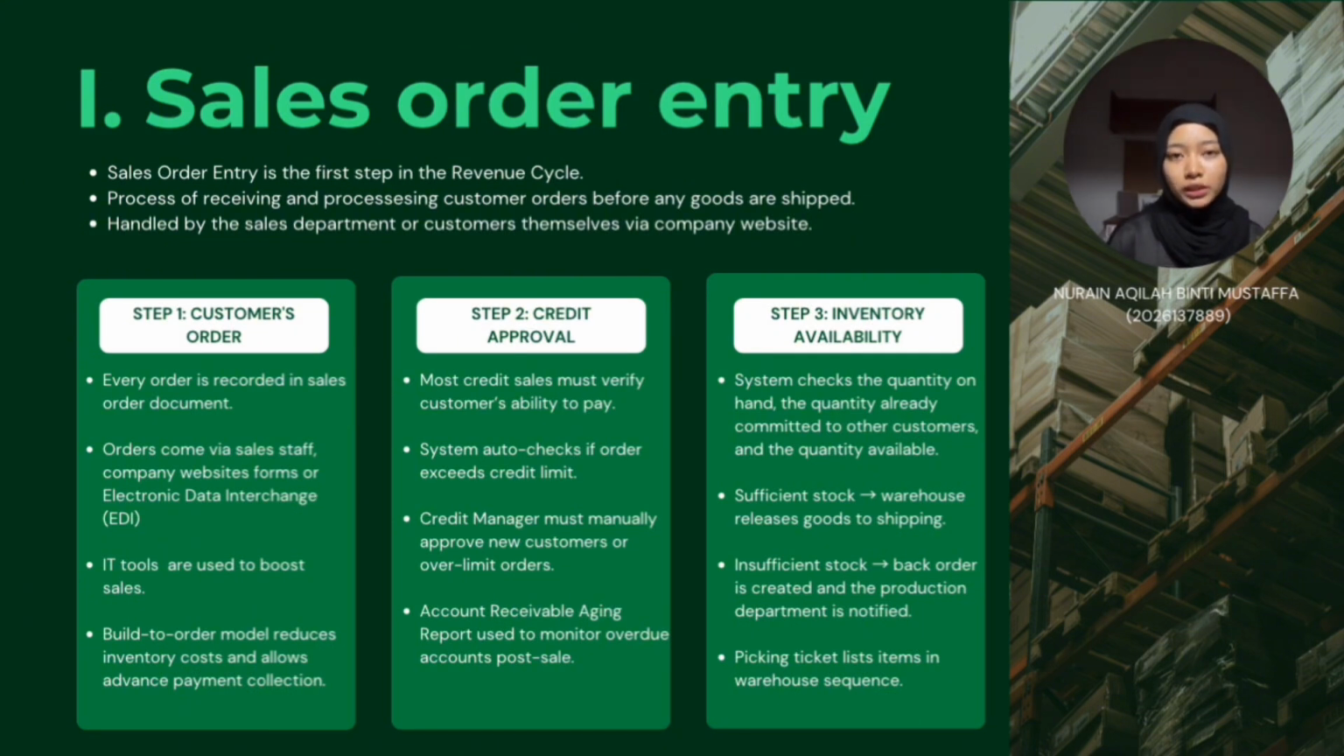Once the order is taken, the next question is, can this customer actually pay? Since most business-to-business sales are made on credit, every order needs to go through a credit check before it's approved. For an existing customer in good standing, this is straightforward. The system automatically checks whether the order will push their balance over their credit limit. If it doesn't, the order is approved instantly without human involvement.